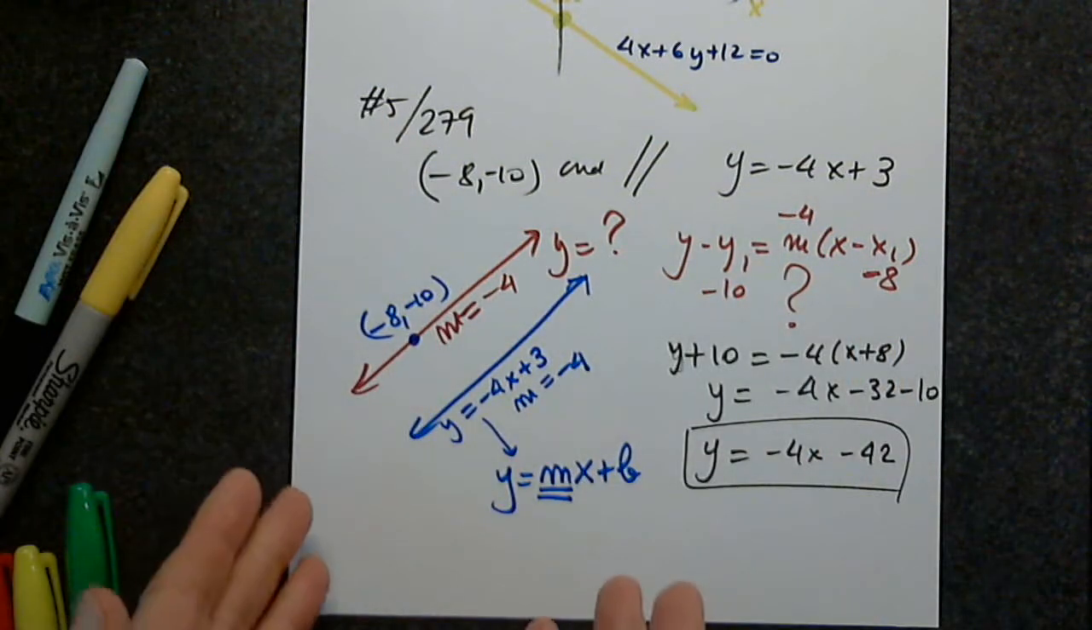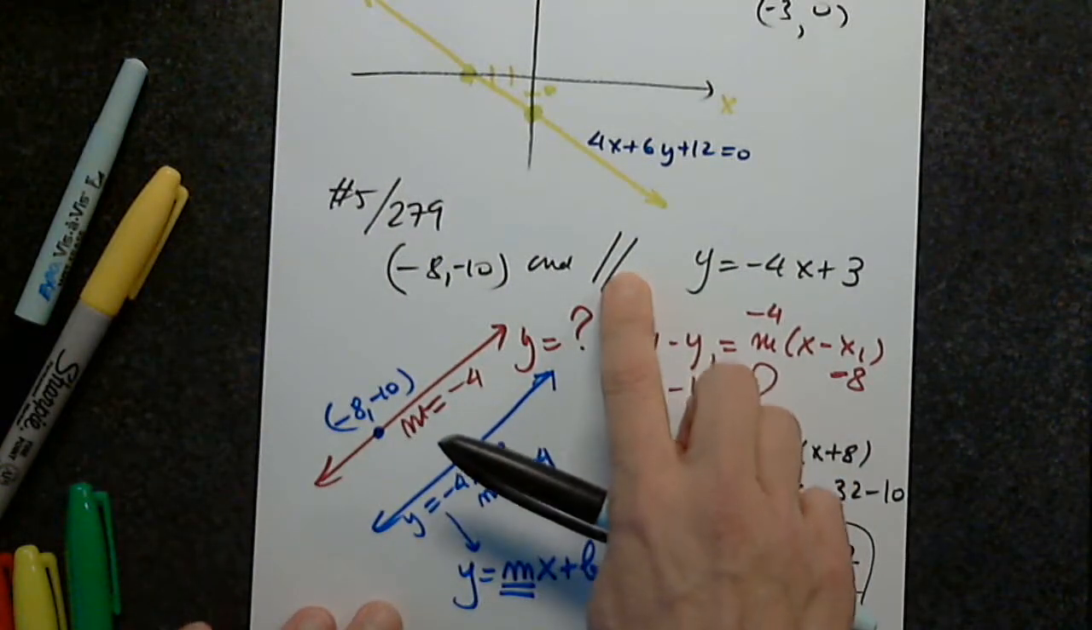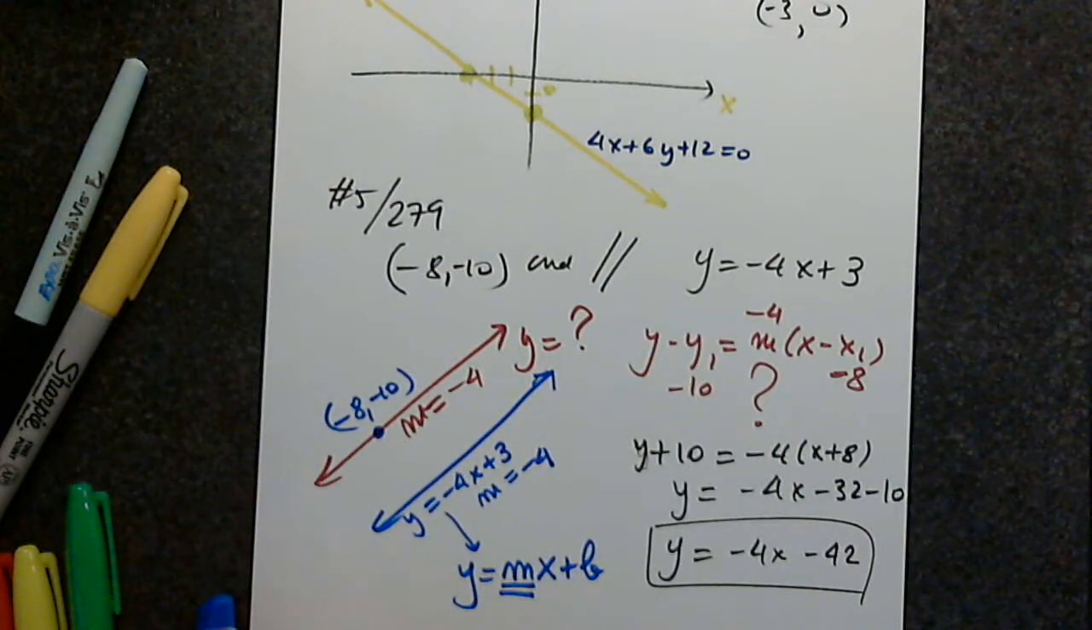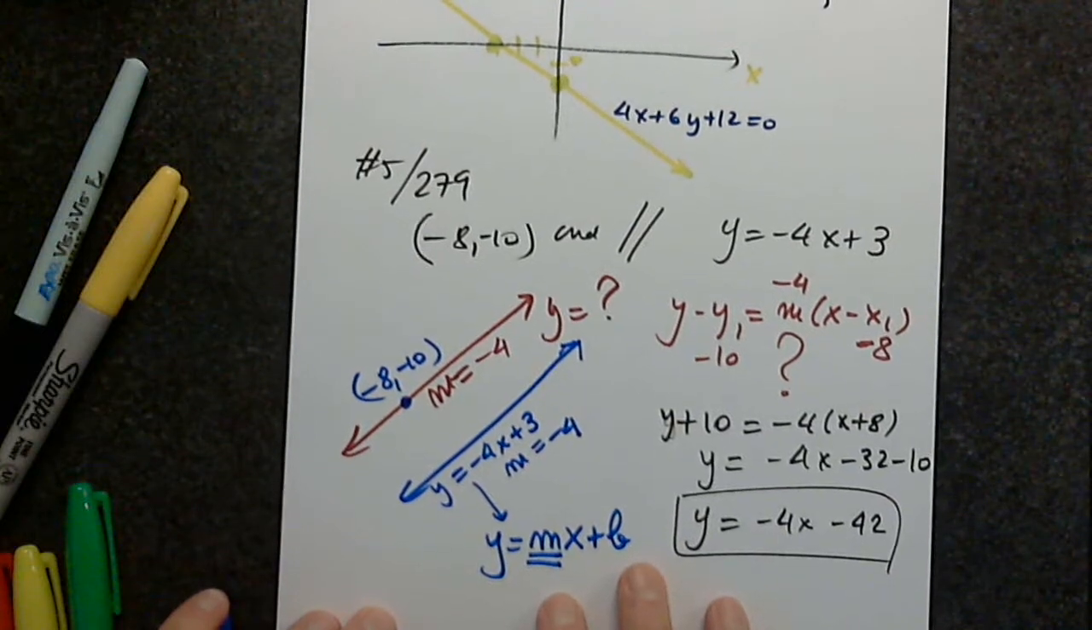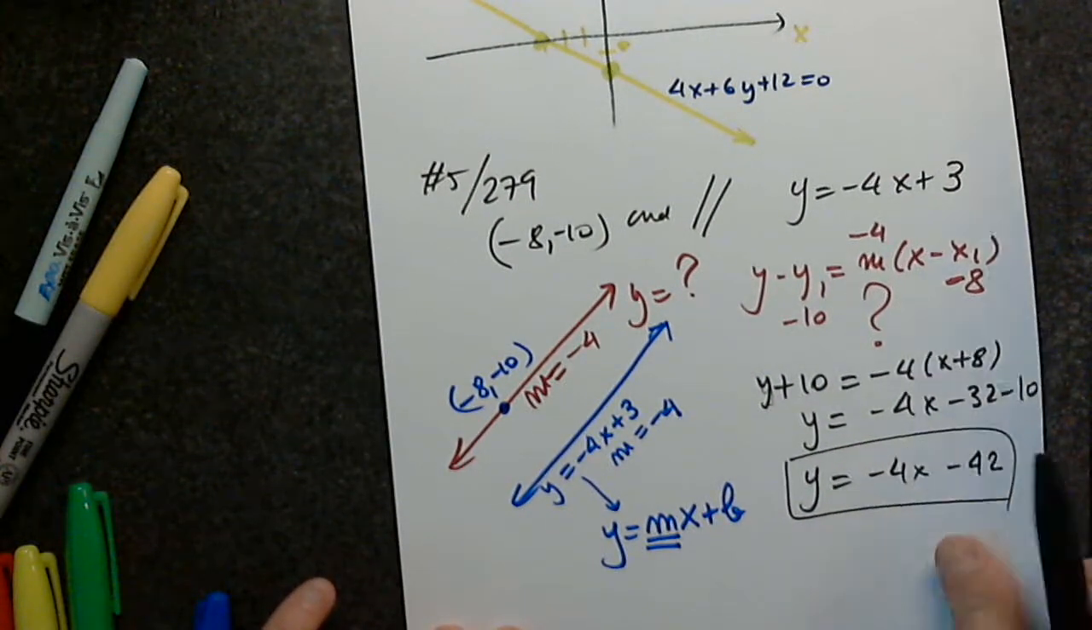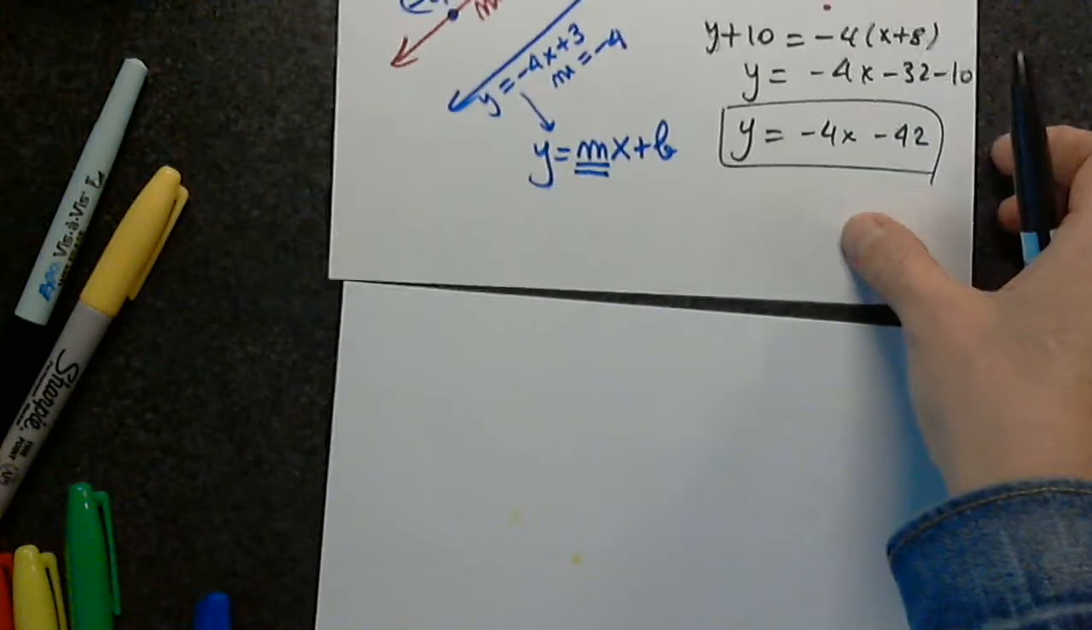Now let's do the same idea, but this time instead of parallel, what do you think? The lines will be perpendicular. Yes. Is this okay? Any questions here? Any questions, Danielle? Everything okay? Okay.